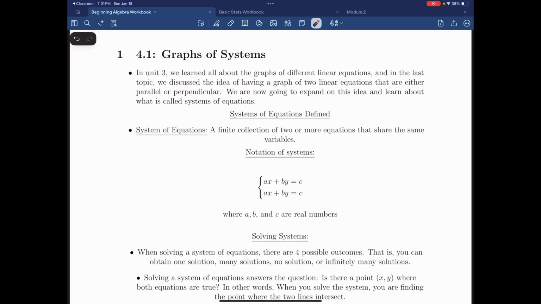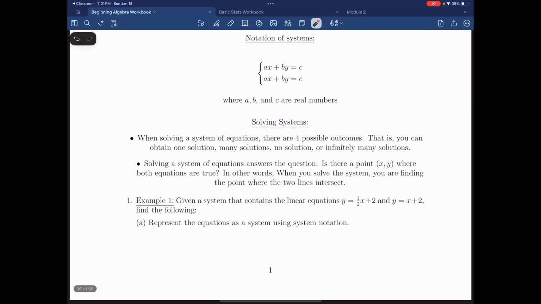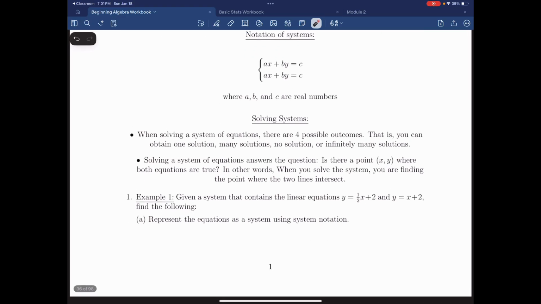So this is what a system of equations looks like. We're going to have a linear equation, ax plus by equals c, and another linear equation, ax plus by equals c. So we'll have two linear equations with a bracket-like bar, like so. And a, b, and c are all constants, like we've seen in the previous unit when you were graphing with the standard form of an equation. In this section, we're going to dive into the idea of what systems are and what this means.